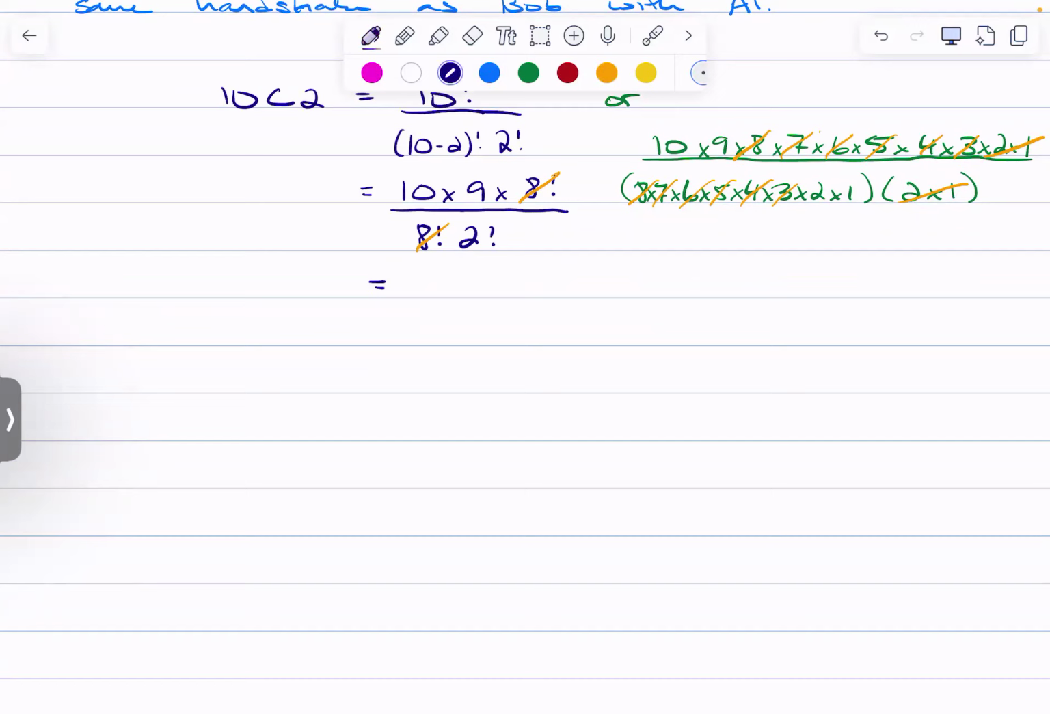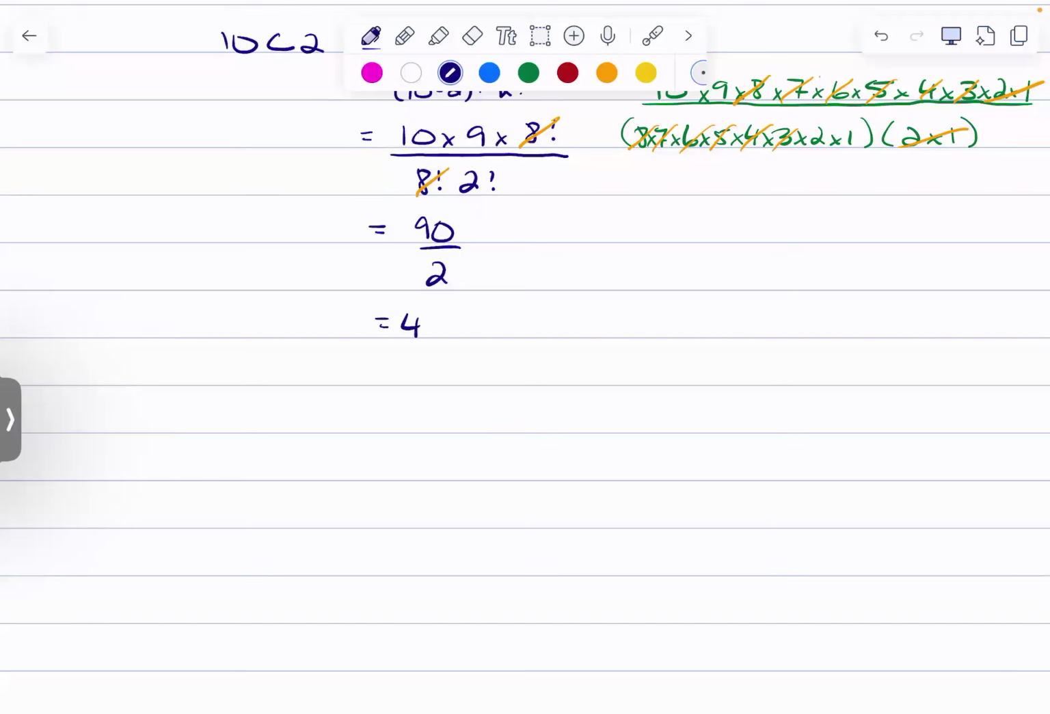And I have 10 times 9, which is 90, divided by 2. 900 divided by 2 is 450. I think I did an extra 0 everywhere. Let me confirm. 10 times 9, yes. Divided by 2, yes. Good. There's a lot of plus ones.